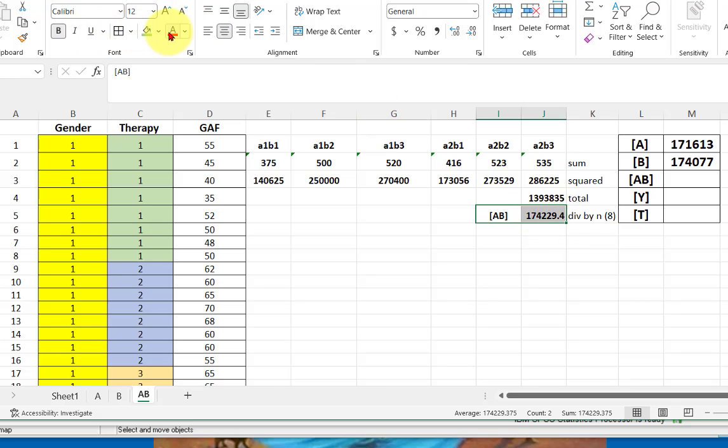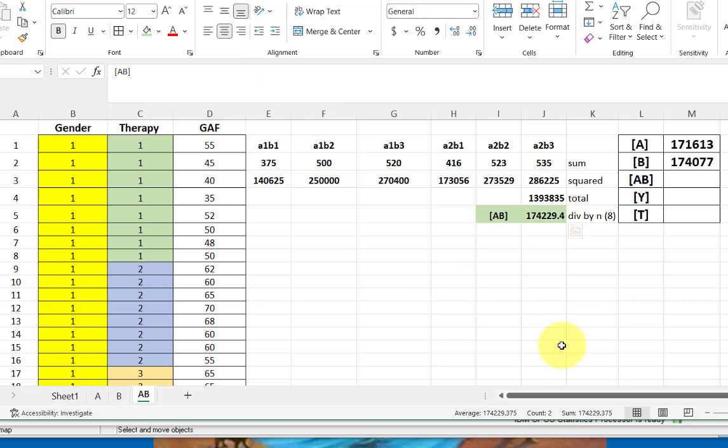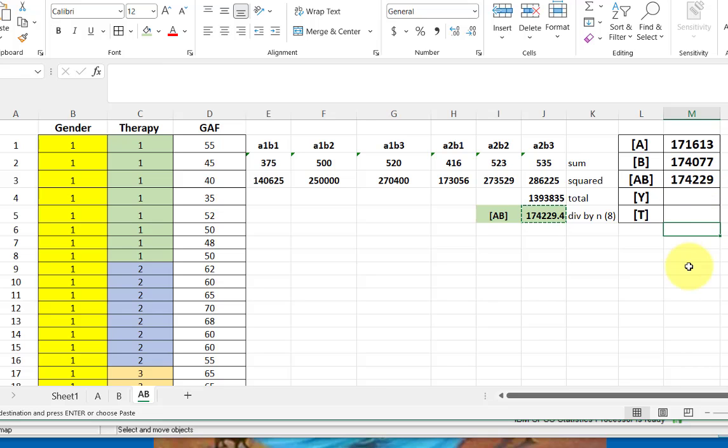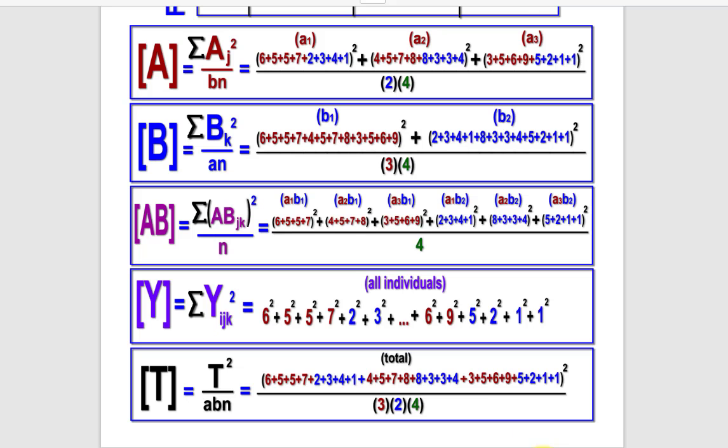So let's make this a different color. Let's make it green. So our AB is this value. Control C. Paste special. Good. Bracket Y.